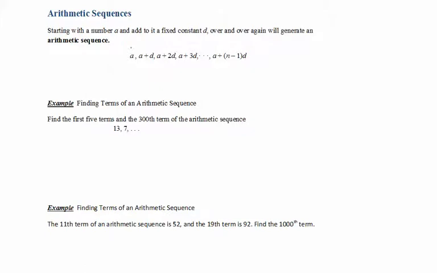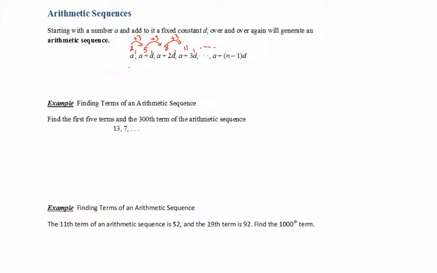For example, I want to start with 2, and I want to keep adding 3. Adding 3 to 2, I get 5. Then you add 3 to 5, you get 8. Then you add 3 to 8, you get 11, and so on. So this is an arithmetic sequence: 2, 5, 8, 11, and on to infinity.